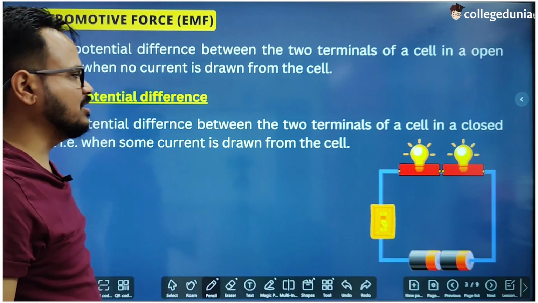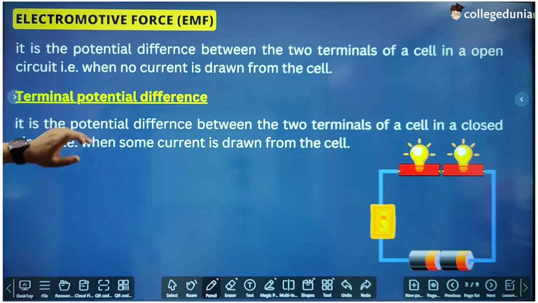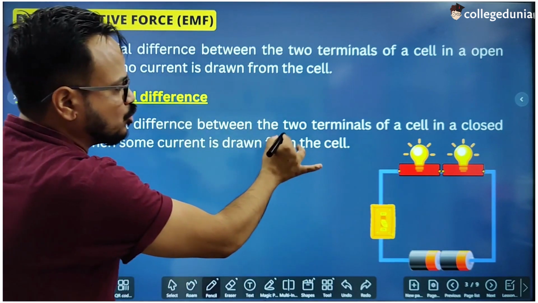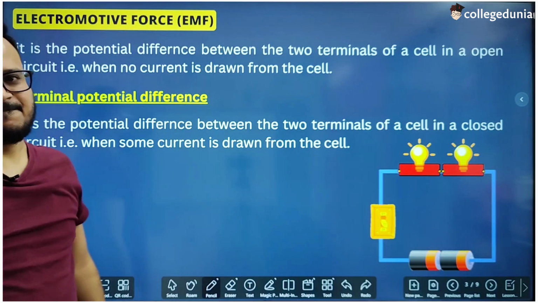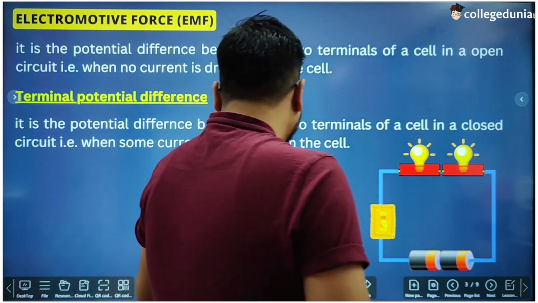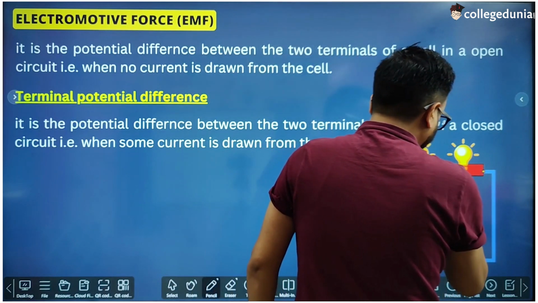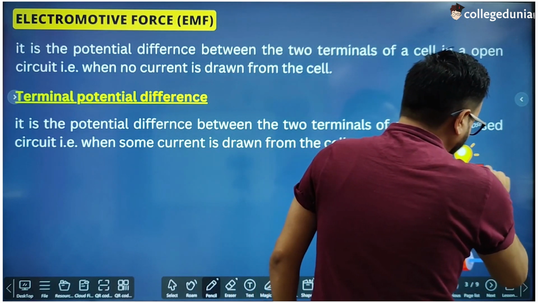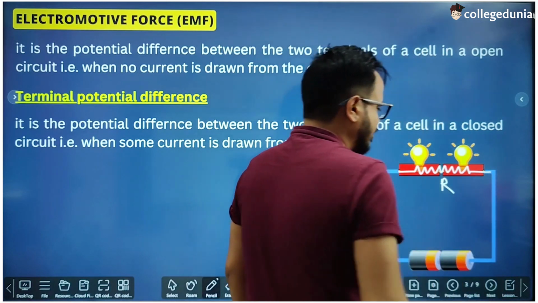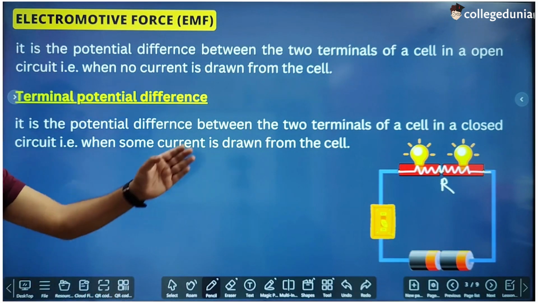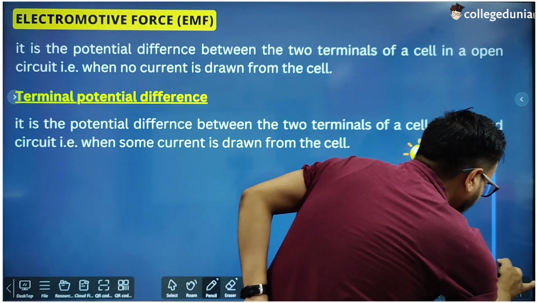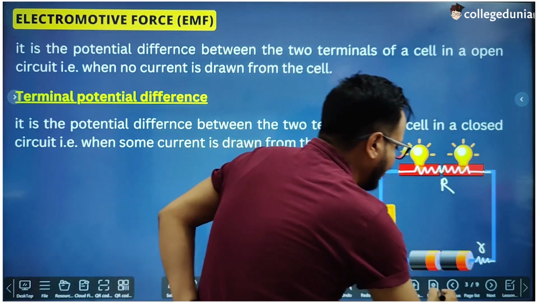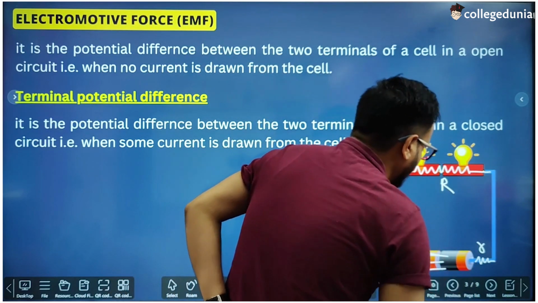So this is what is happening in this cell. Terminal potential difference is the potential difference between the two terminals of a cell in a closed circuit, that is, when some current is drawn from the cell. Now let us say that the external resistance connected in the circuit is R, the internal resistance of the cell is small r, and the EMF of the cell is E.